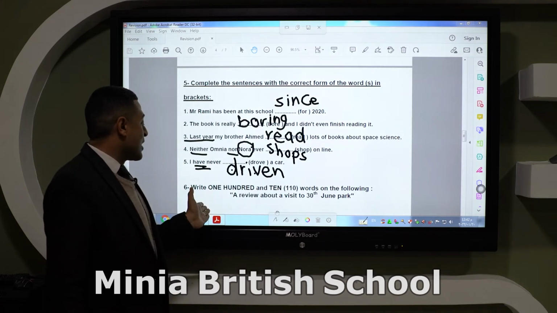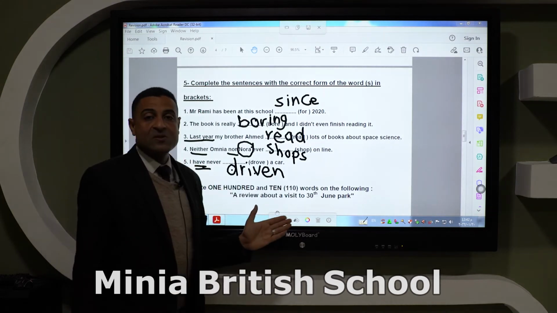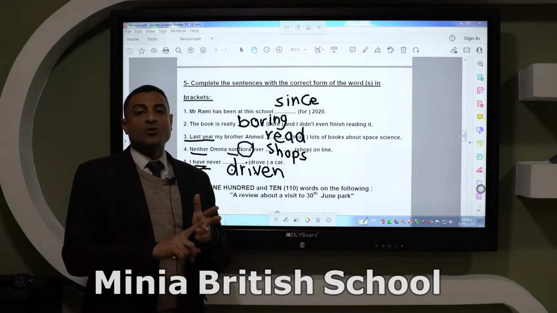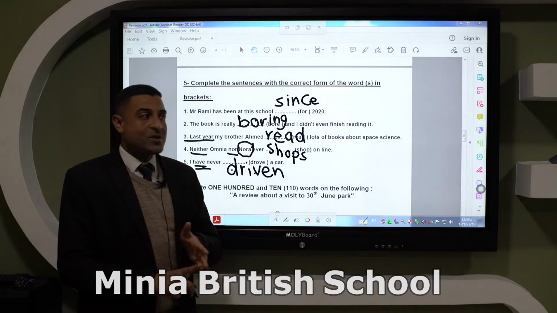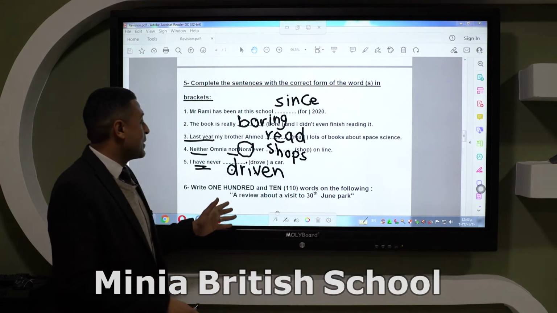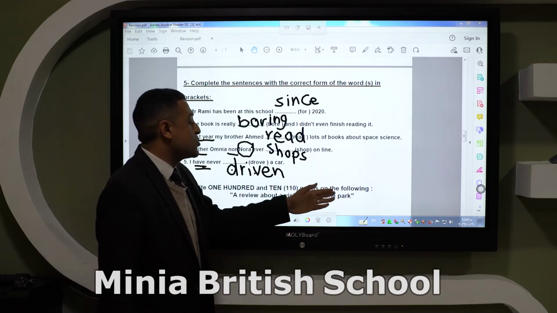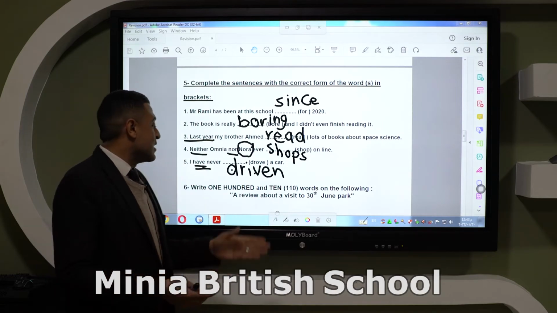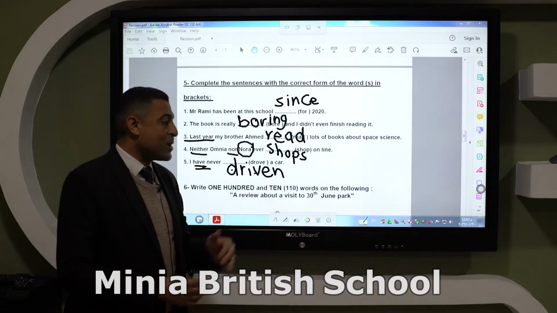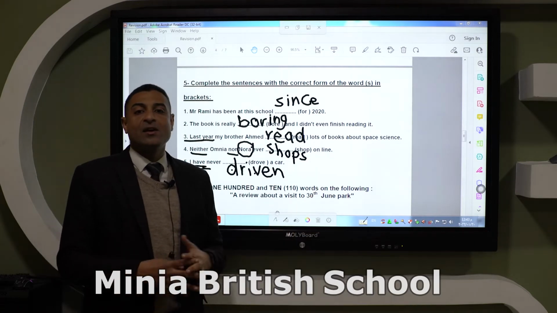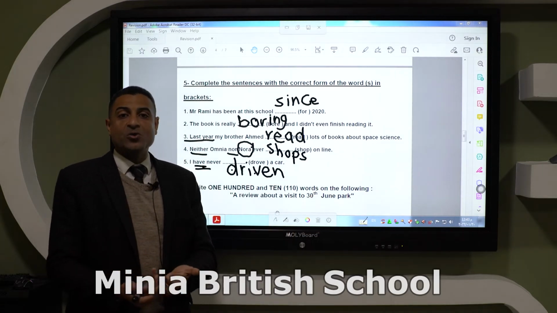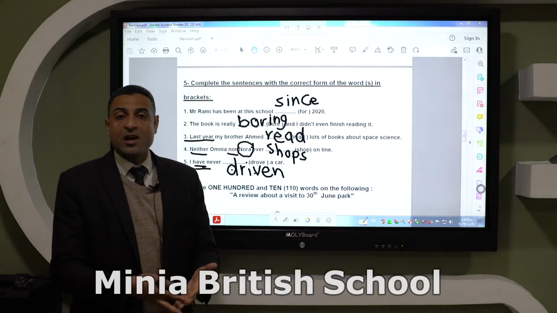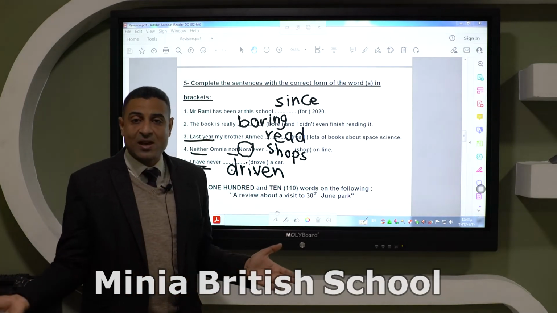And this, the writing, will be the last question. You have to be careful of your spelling mistakes and your grammar. The number of words is important, and you have to talk about the same idea. For example, we have a review about a visit to 3rd June Park. So here you can say, what could you see during your visit in this park? What did you like? What didn't you like? Do you recommend this park to your friends, your family, your relatives, to go and visit it, to enjoy their time there or not? And of course, you have to say the reason.